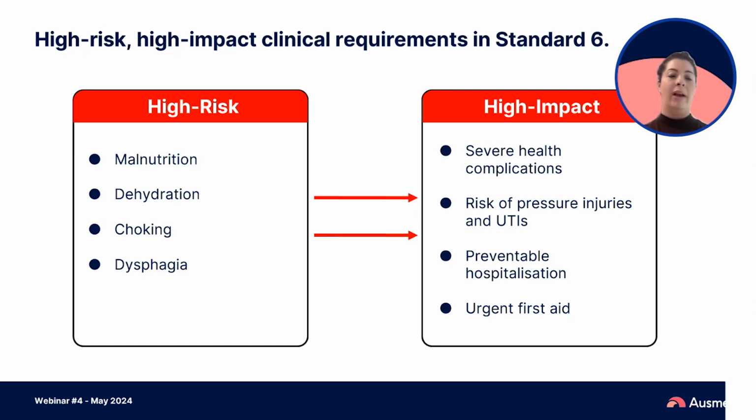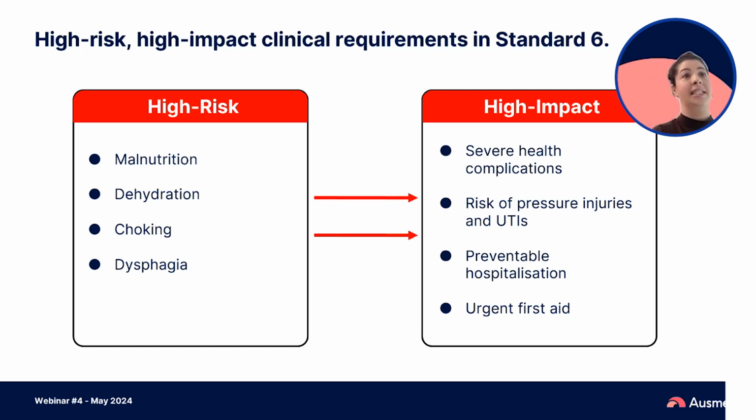When I look at Standard 6 through the lens of intensive care, clinical care, where's the risk, where's the harm, I think about it as high risk, high impact requirements sitting within Standard 6. So we have significant health risks and complications that can come as a result of poor nutrition and poor hydration. Malnutrition has severe health complications. Dehydration leads to an increased risk of pressure injuries and UTI. A choking incident really is a preventable hospitalisation.